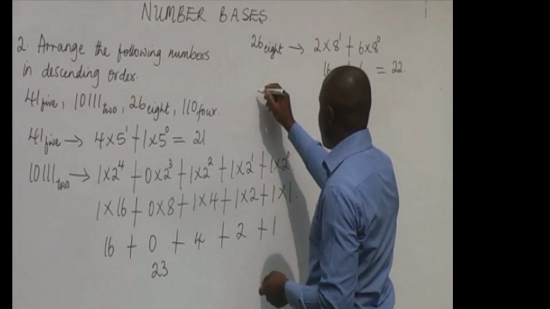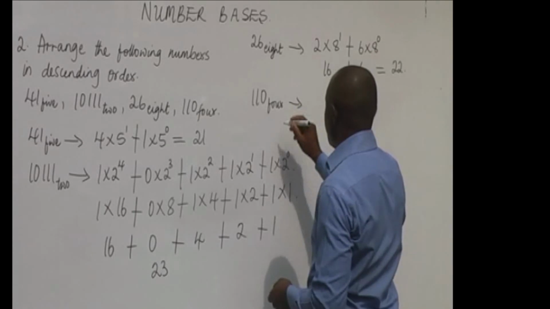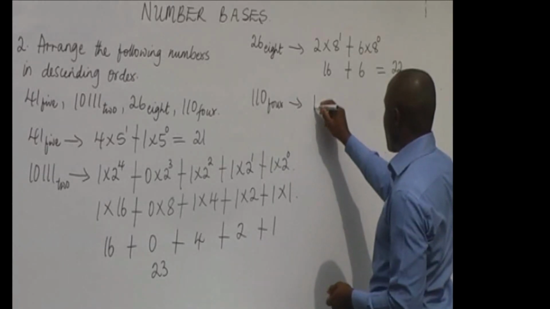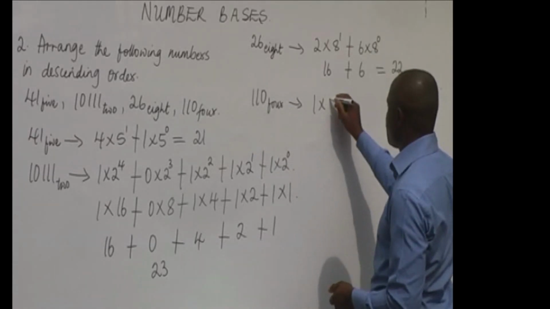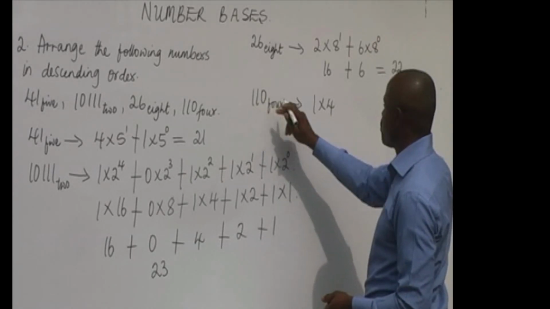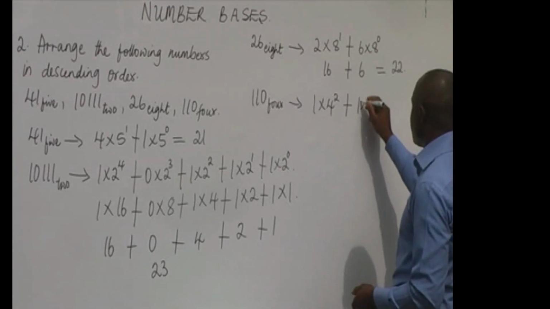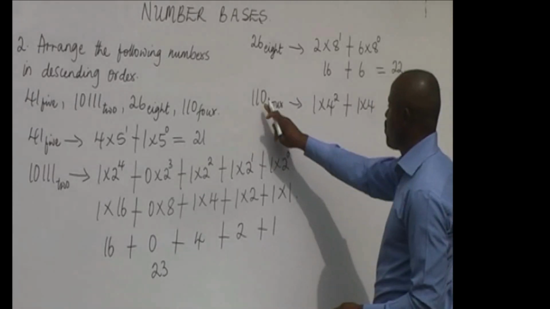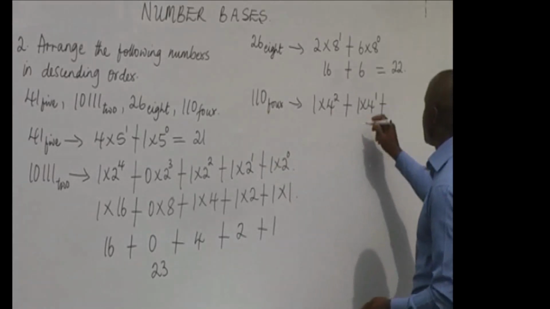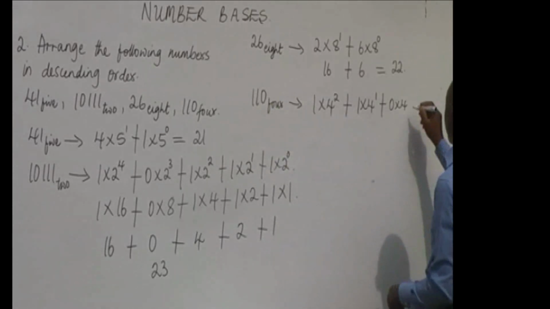The last among them is 110 base 4. Its value in base 10 takes this form. The first digit is 1, multiply it by the base, which is 4, and raise it to the value of the remaining digits, which is 2. Plus 1 times base 4 raised to the power of the remaining digits, which is 1. Plus 0 times the base 4 raised to the power of the remaining digits, which is 0.